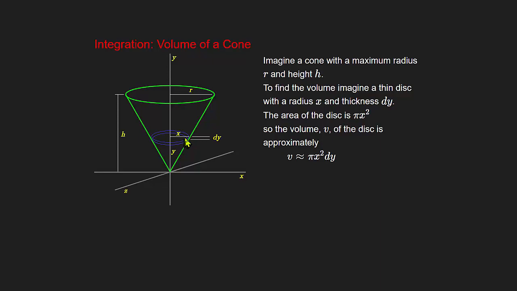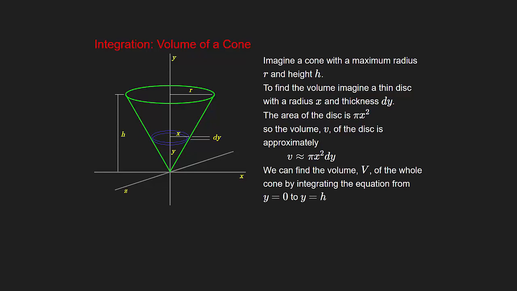The reason it's approximate is because the radius at the top is not the same as the radius at the bottom. But as dy gets smaller and smaller, the radius at the top and the radius at the bottom become more similar. So we can find the volume of the whole cone by integrating the equation that we've got from y equals 0 to y equals h.